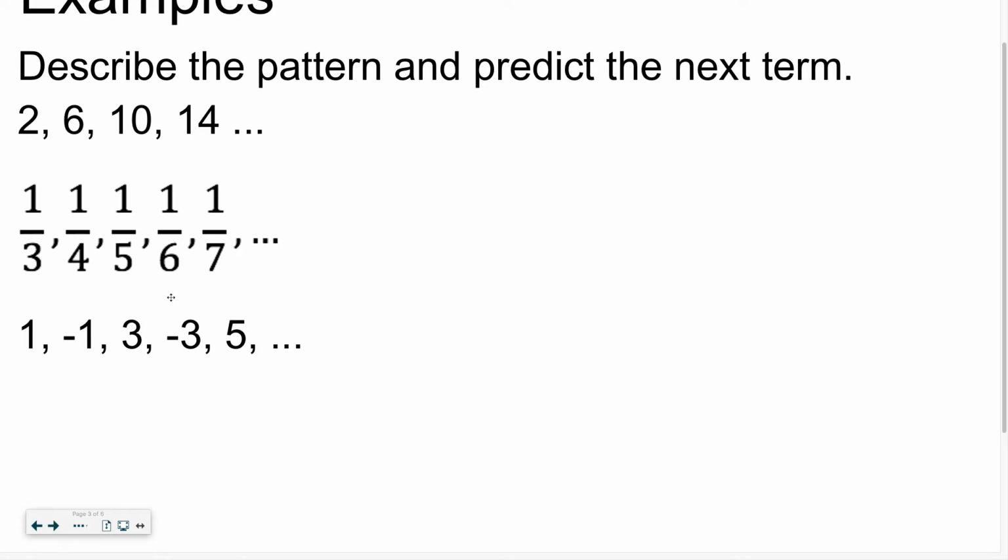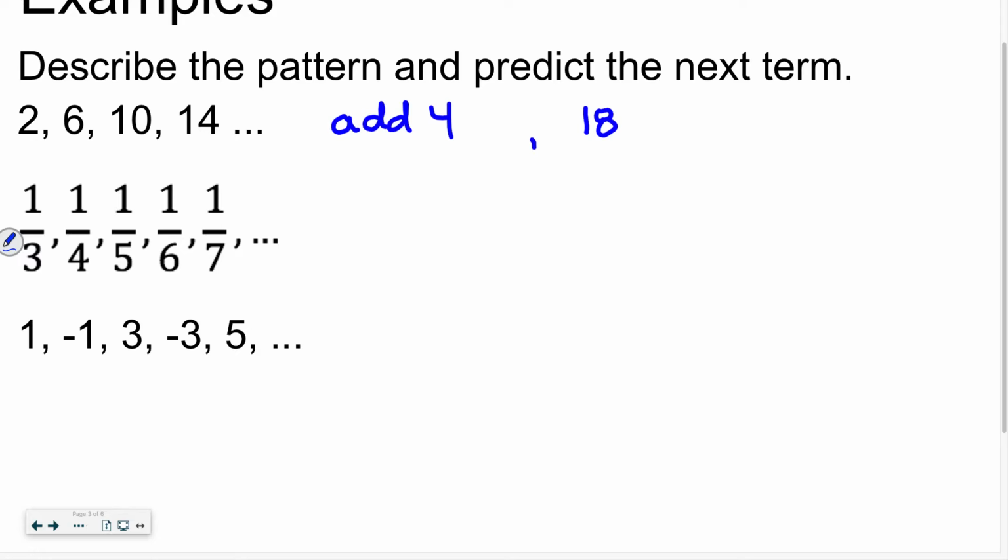Raise your hand if your group can describe to us how to get to the next term for 2, 6, 10, 14. TJ, what did your group say? Add 4 to the previous term. Add 4. You can say to the previous term, but I'm just going to write add 4, right? And then what is your next term? 18.